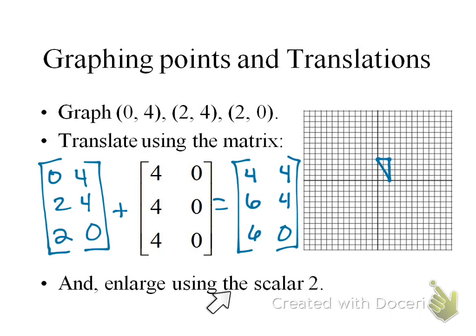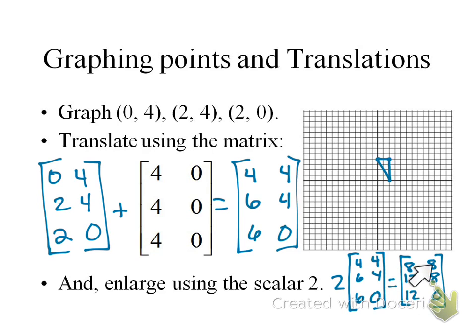I want you to also enlarge using a scalar of 2. So we're going to double every single one of these points. So this last matrix is what I'm going to graph in my new color. So let's see what happened in the new figure. First off, it should have been translated 4 to the right, because this affects your x-coordinates. Nothing up or down. So it moves 4 to the right, and it should be twice as big. That's what we did to that figure.